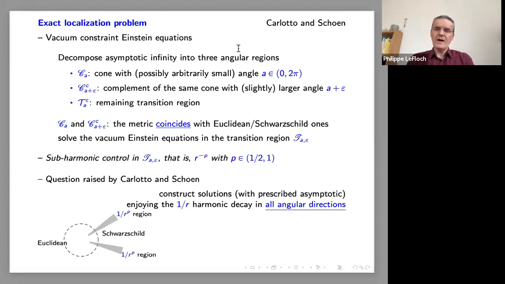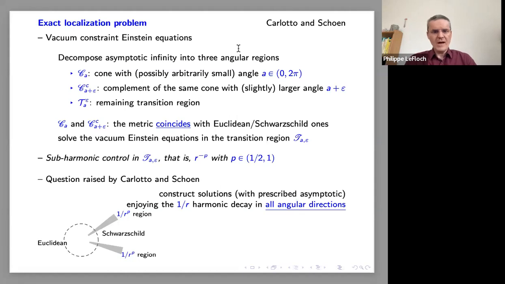So the result I had proven with Nguyen already, in fact, provided an answer to this question. So you see the pictures that I put here, where there's a big Euclidean region, possibly small angular region with Schwarzschild, and 1 over r^p, p strictly less than 1 region. So these are the pictures that Carlotto and Schoen had.